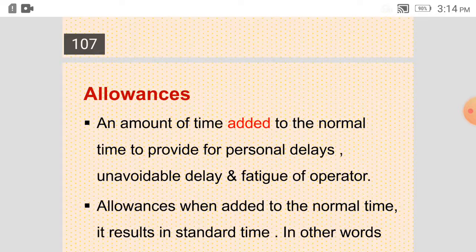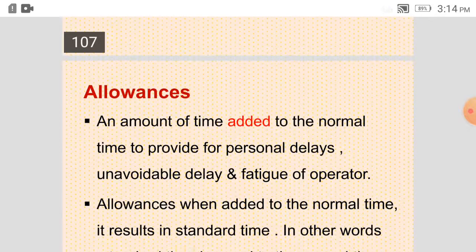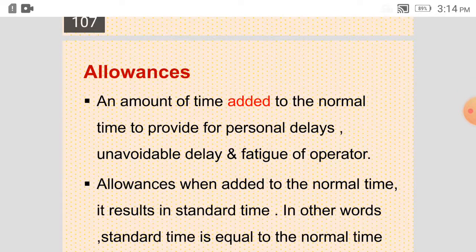Then the allowances, as we can see, the normal time taken by an operator plus the allowances is the standard time. So what are the allowances that we'll see? An amount of time added to the normal time to provide for personal delays, unavoidable delays and fatigue of the operators.